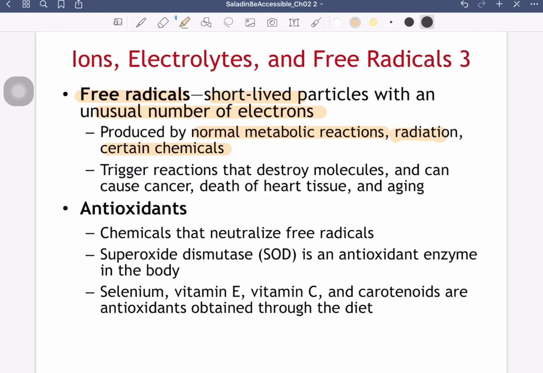And of course, in the wrong type of tissue, this could lead to cancer, damage to heart tissue, and some people strongly argue that this is one of the big things behind aging. Now, antioxidants. Antioxidants are chemicals that neutralize free radicals.